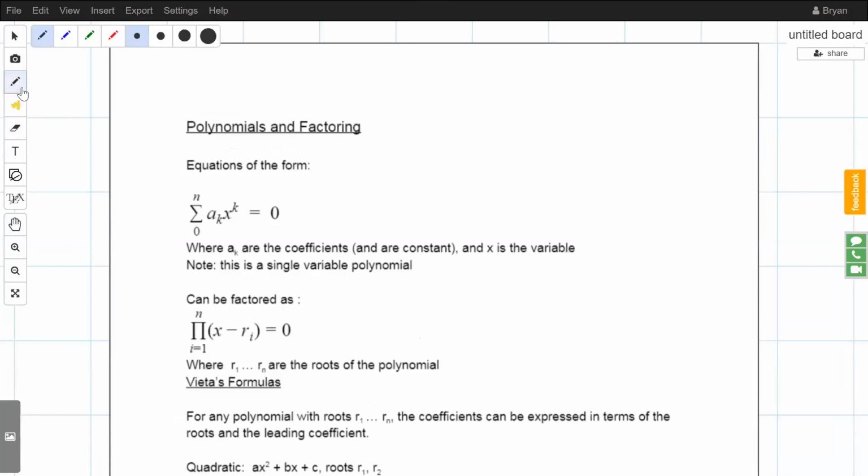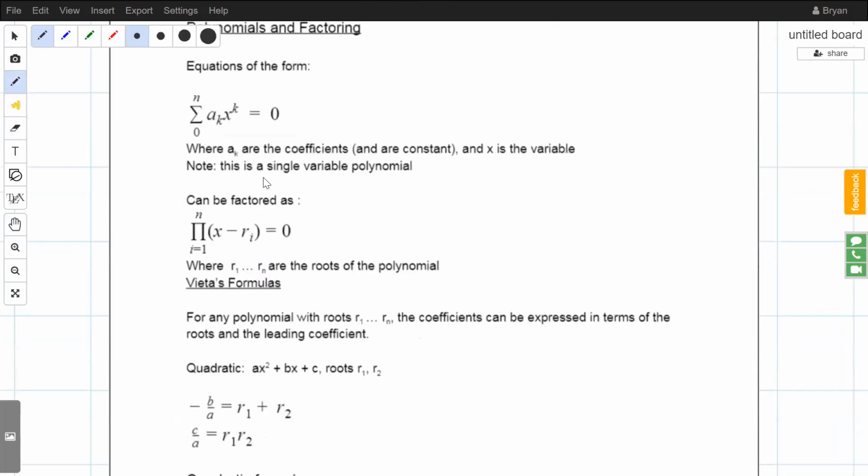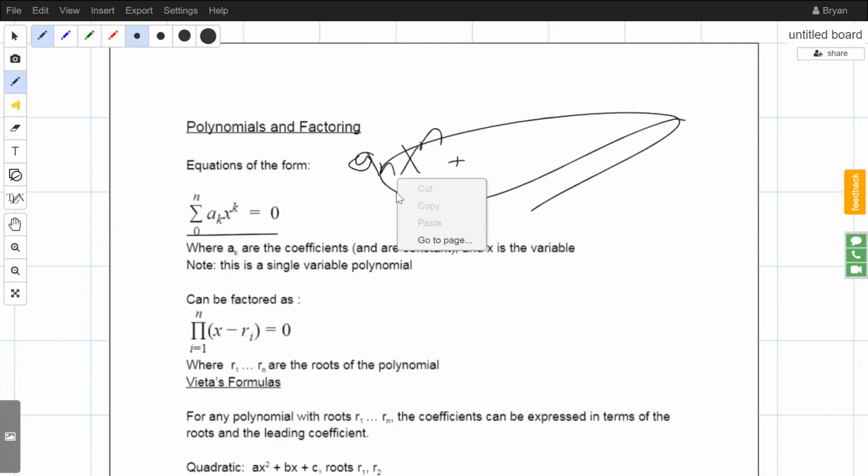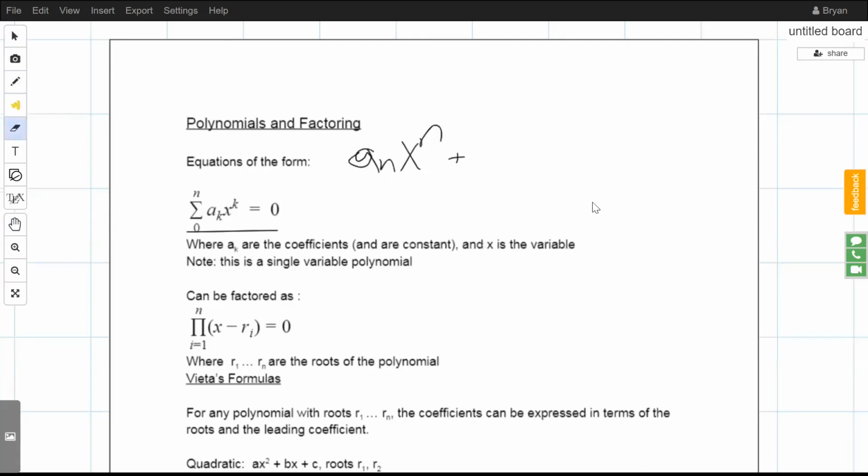Anyway, so I just want to define a single variable polynomial as an equation of the form of this. This is really just a fancy sigma notation for a sub n x to the n plus a sub n minus 1 x to the n minus 1 plus all the way, and then some constant a sub 0 equal to 0.